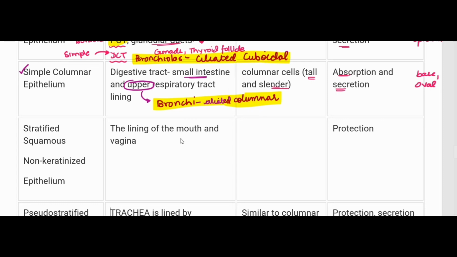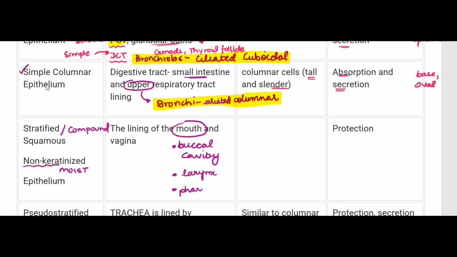Next, talking about stratified. Stratified is nothing but compound. That is, they are made up of more than one layer of cells. They have many layers of cells. There are two types of this: keratinized and non-keratinized. Non-keratinized is present in moist surfaces like the lining of the mouth or buccal cavity, the larynx, the pharynx, and the vagina, where the main function is to protect.